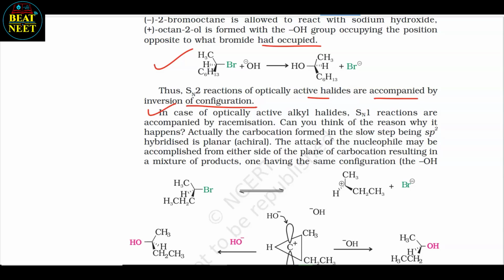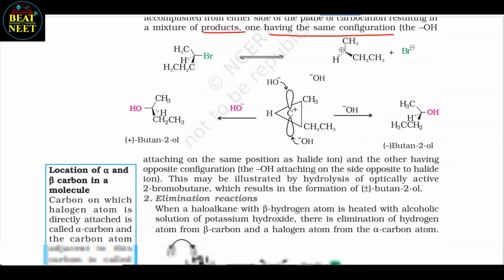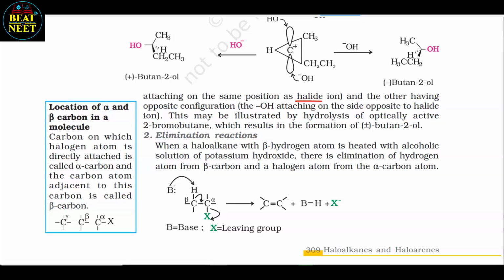In case of optically active alkyl halides, SN1 reactions are accompanied by racemization. Can you think of the reason why it happens? Actually, the carbocation formed in the slow step, being sp2 hybridized, is planar, that is achiral. The attack of the nucleophile may be accomplished from either side of the plane of the carbocation, resulting in a mixture of products, one having the same configuration, the OH attaching on the same position as the halide ion. Here you can see. And the other having opposite configuration, the OH attaching on the side opposite to the halide ion. In both I have shown you. This may be illustrated by hydrolysis of optically active 2-bromobutane, which results in the formation of plus-minus butan-2-ol.